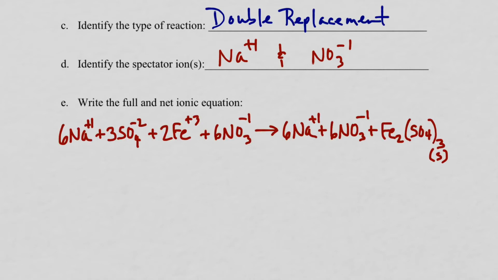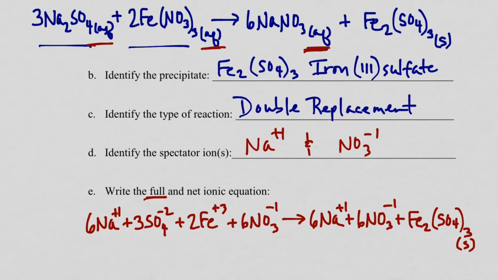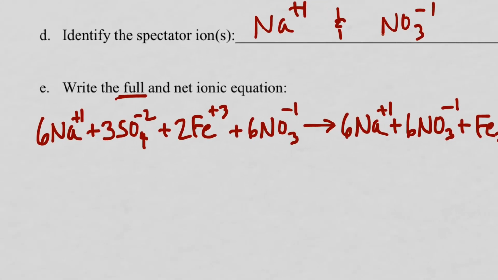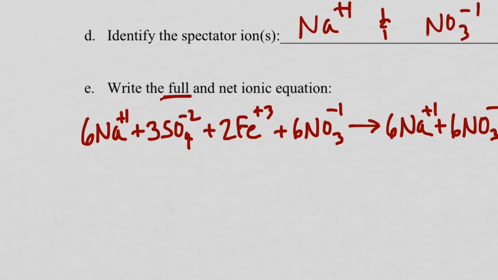Okay, so here's my full ionic equation. So every time a substance is aqueous, so if you look back up here to the original, the sodium sulfate is aqueous, so that's why I'm writing it as separate ions. The same thing with the iron 3 nitrate. You can see the original designation is that it's aqueous. So down here on my reactant side of the equation, I have 6Na+, 3SO4 2-, 2Fe3+, and 6NO3-.